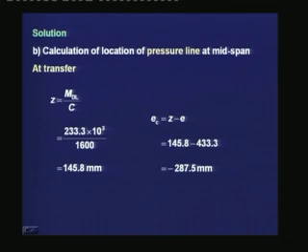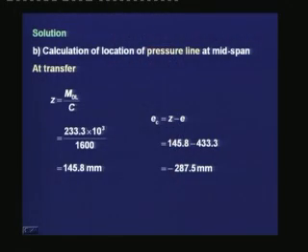At this point, we are calculating the location of the pressure line at mid-span for transfer. That means the transfer is the first load stage when only the pre-stress is acting without the long-term losses, and the self-weight is acting. At transfer, the lever arm is given as the moment due to the dead load divided by C, which is equal to 233.3 times 10 to the power 3 divided by 1600. Here C is equal to the pre-stress at transfer, and we get the lever arm Z equal to 145.8 millimeters.